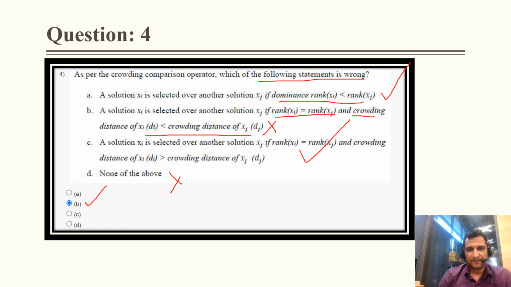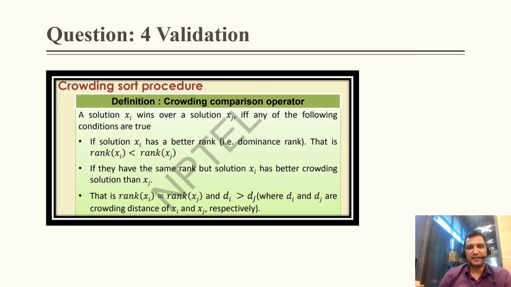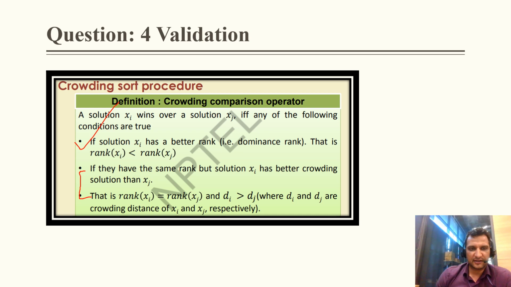Why? Because the dominance rank can be less or greater, okay, but this is the given statement which is wrong. This is the standard definition for the crowding comparison operator. Statement 1 and the other statement are the same. So from this solution you can validate which one is correct.